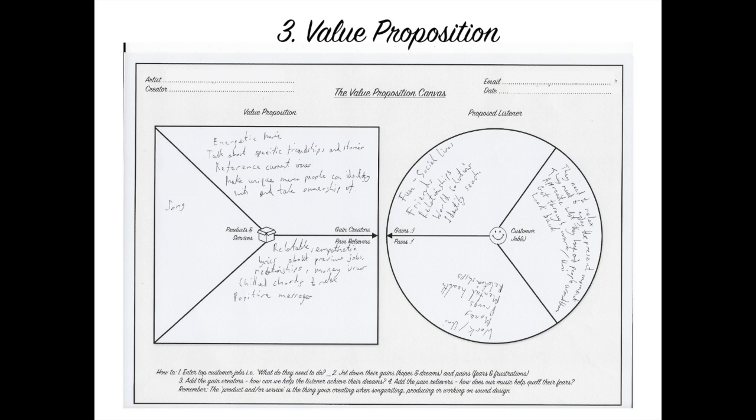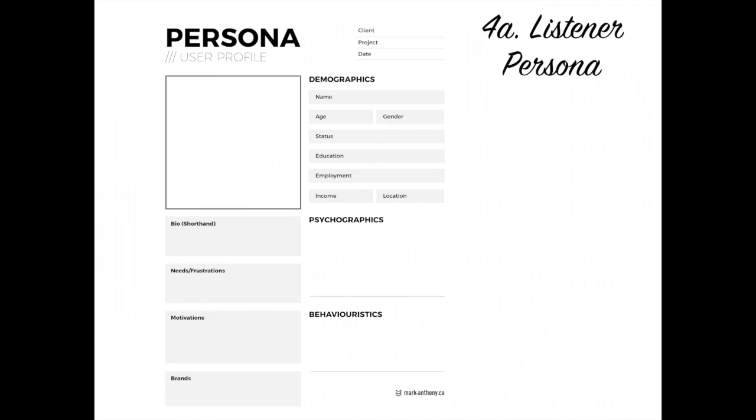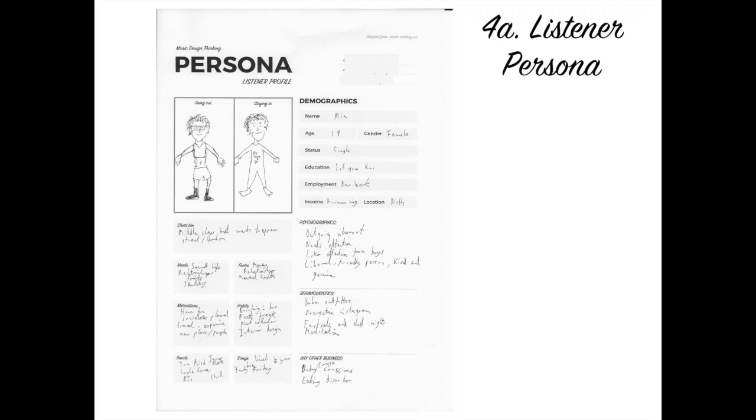Step 4 is the listener persona. This is where we really bring all of our ideas together from the empathy map and the value proposition canvas. And we start to visualize and put down who the person that we are looking to create music for is. The persona includes a short biography, again honing in on their needs and fears, their motivation and habits, what their favorite bands and songs are.